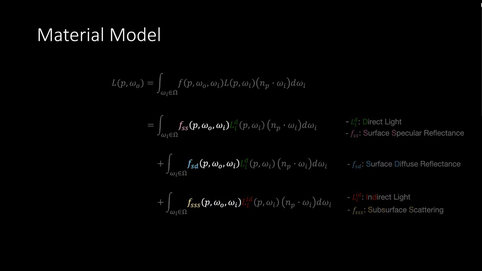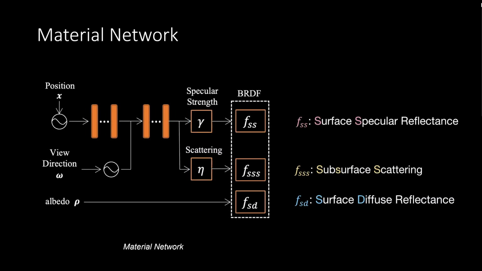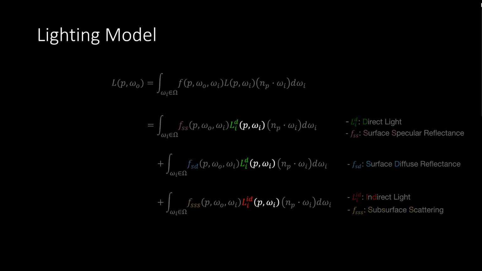The material model comprises three key components: surface specular reflectance, surface diffuse reflectance, and subsurface scattering. Our material network takes sample position and view direction as inputs. It generates outputs for specular strength and scattering in our canonical space. When combined with pixel alignment albedo, we achieve a comprehensive material representation. Our lighting model consists of both direct illumination and indirect illumination components.